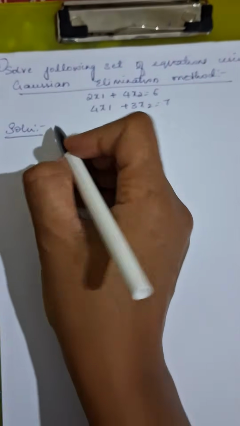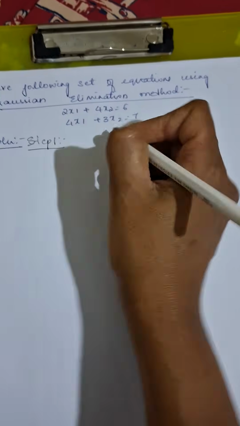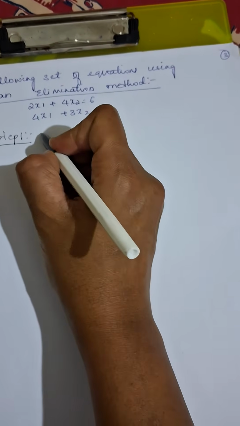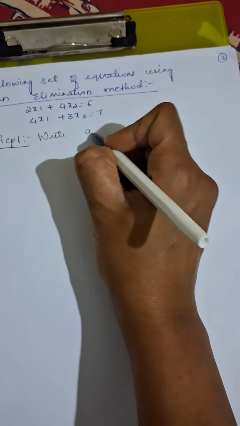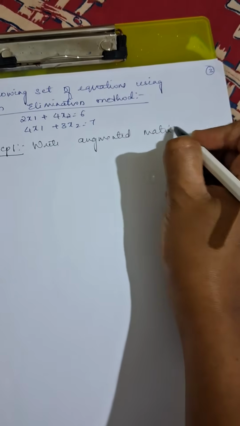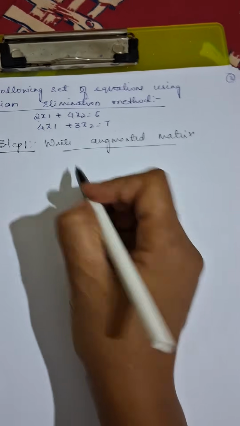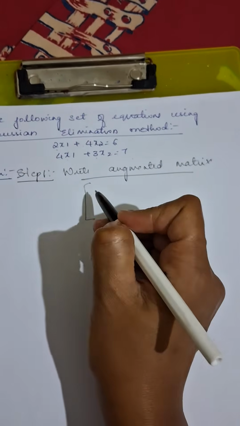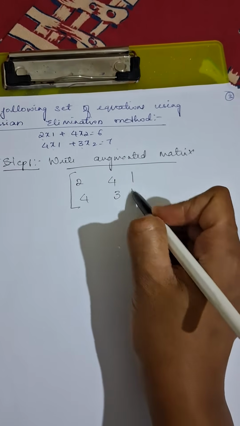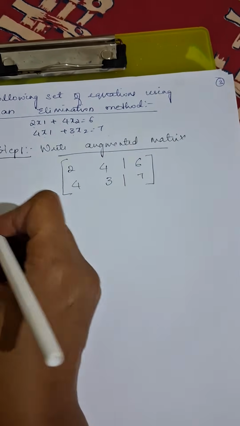So first step, step 1, you come up with an augmented matrix. So first you write an augmented matrix. So what is an augmented matrix? An augmented matrix will have two things. It will have the coefficients of the matrix and it will have the constants of the matrix. So basically the matrix will be like this: 2, 4, 4, 3. Just put a bar here to represent these constants, 6 and 7. So this is your augmented matrix.